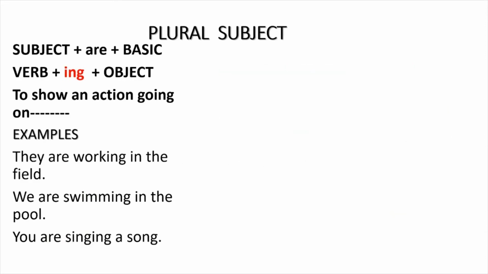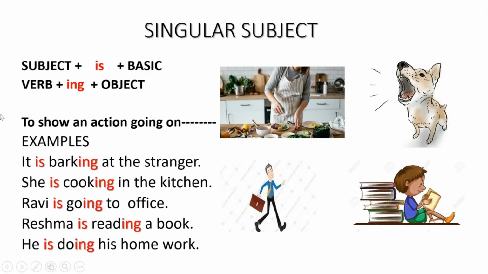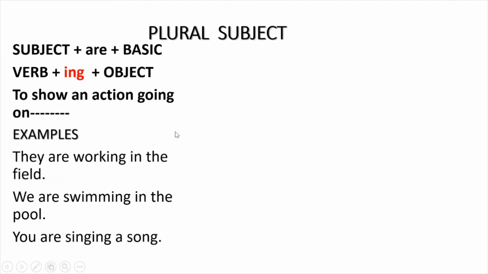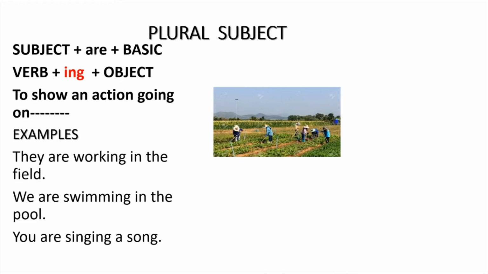Next, plural subject. If subject is plural, we have to use are plus basic form plus ing plus object. This is also used to show an action which is going on. Some examples are: they are working in the field. Here, many people are working in the field.